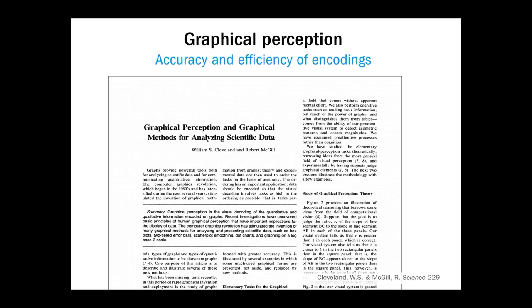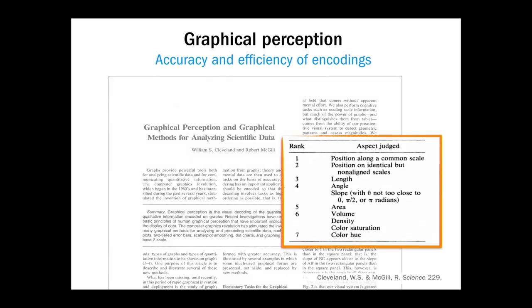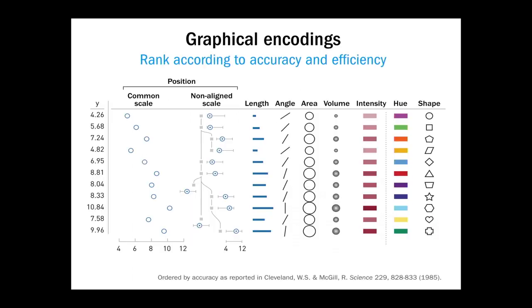Cleveland and McGill, while they were working at the Bell Labs, published this paper in Science where they looked at all those different visual encodings and see how fast and how accurate people are able to extract information encoded in these different ways. They published this paper in Science in the 1980s and ranked the different encodings. And so here's a summary of that work, going from most accurate and efficient on the left with position to least accurate and efficient on the right with color intensity.